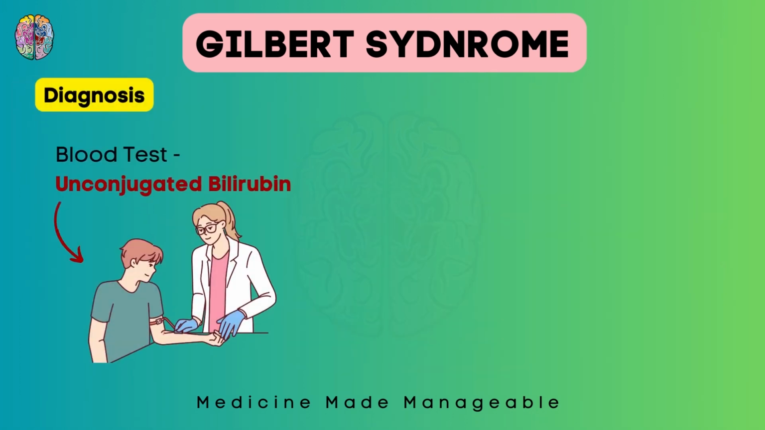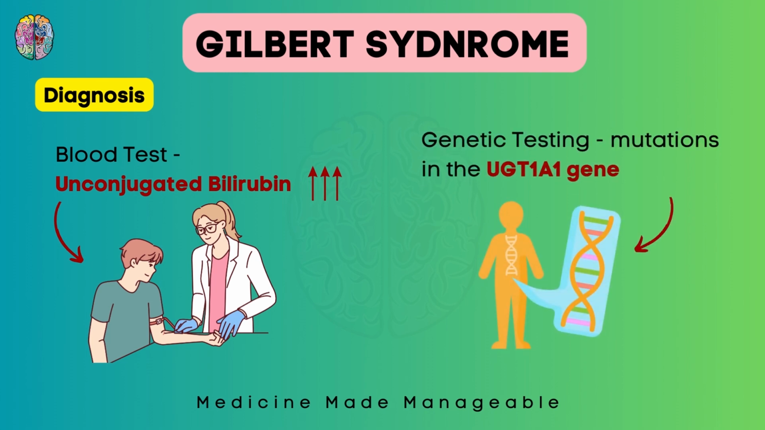How are you going to diagnose this condition? We can do a blood test which will show us that unconjugated bilirubin levels are high. But this is not a specific test for this syndrome because it can be increased in other conditions also. But we can do genetic testing, which may be more specific, where we can see mutations in the UGT1A1 gene.